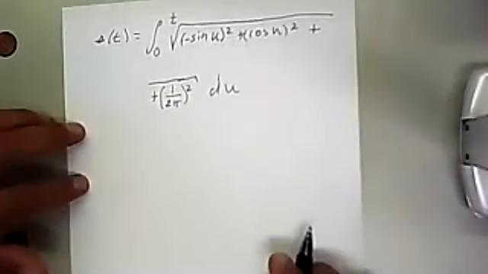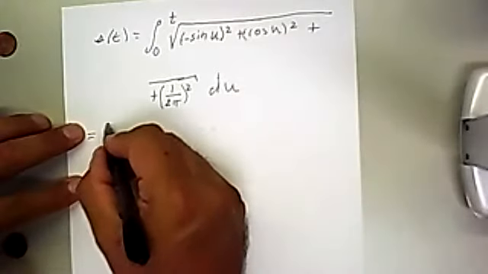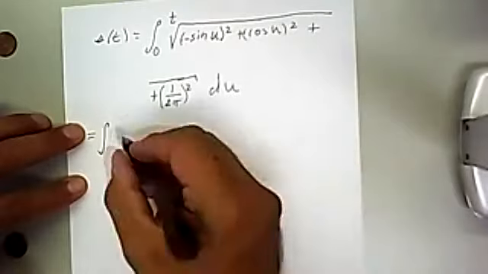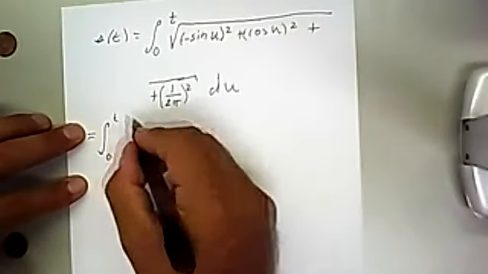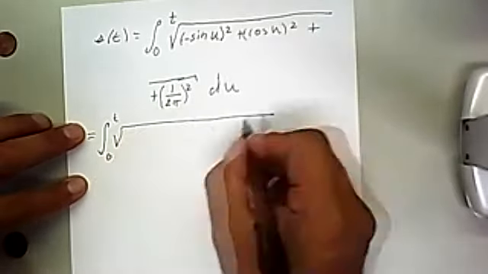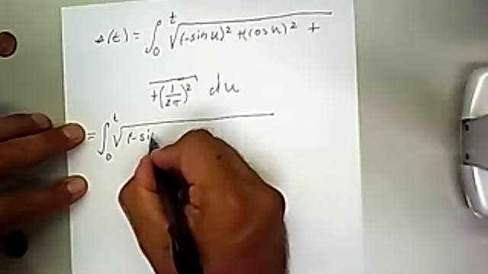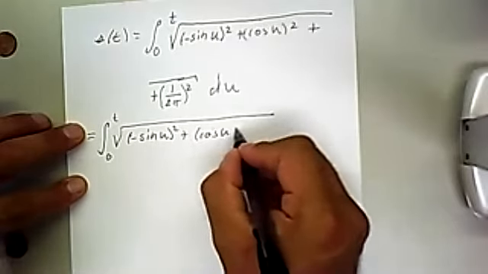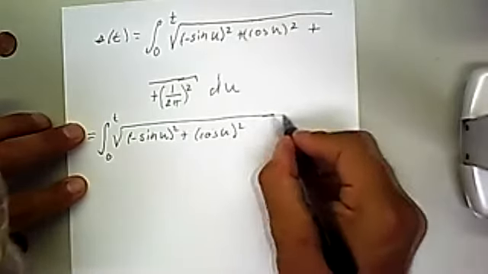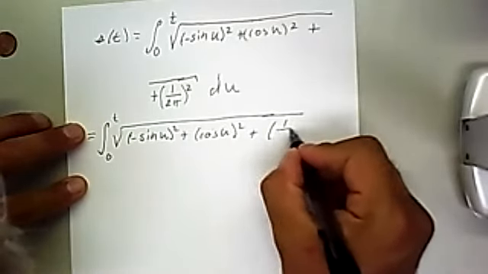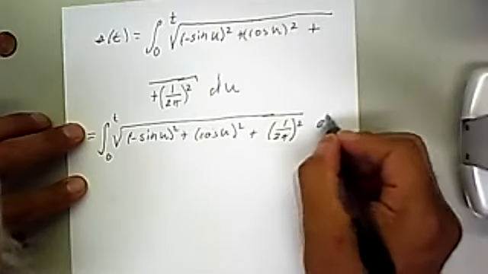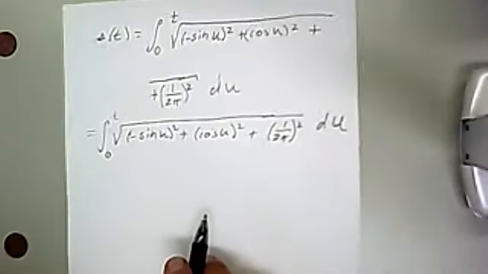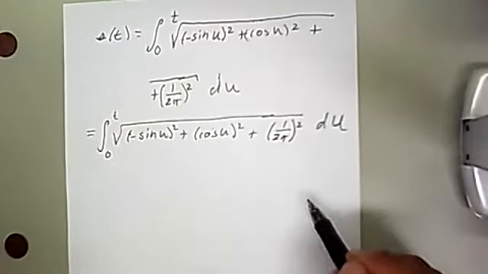That's kind of a little weird. Let me rewrite it down here. The reason why this looks really weird is because the root got broken up into 2 parts. So it's really, again, the square root of negative sine u squared plus quantity cosine u squared plus quantity 1 over 2 pi squared du rather, because the upper limit contains t, we may not have t as the variable. We have to use a different variable.